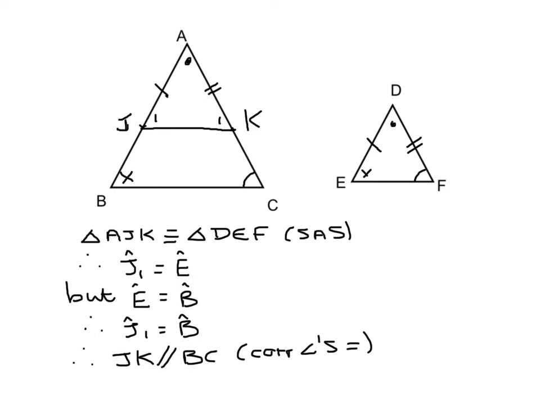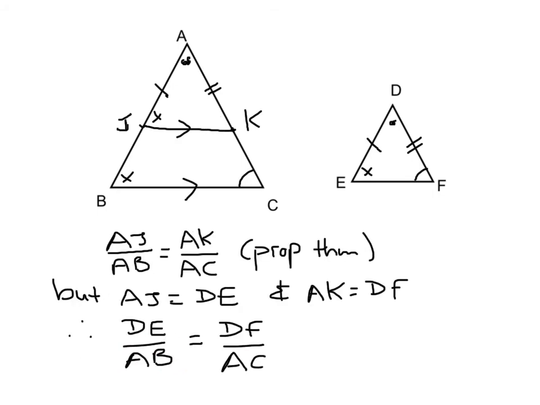But those angles are corresponding. And if corresponding angles are equal, we can therefore conclude that they must lie between parallel lines. So JK is parallel to BC. This scenario is now one that we've seen in the previous theorem. If we have a line parallel to a side of another triangle, we then know that that line has to divide the sides in proportion. So we can draw the conclusion that AJ over AB is equal to AK over AC from the proportionality theorem.